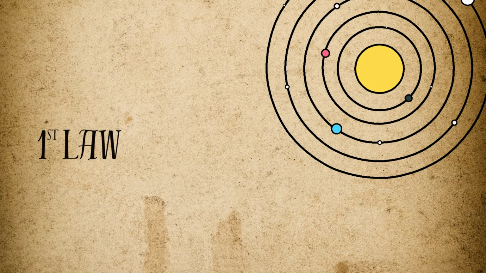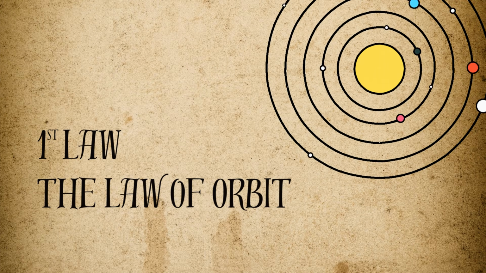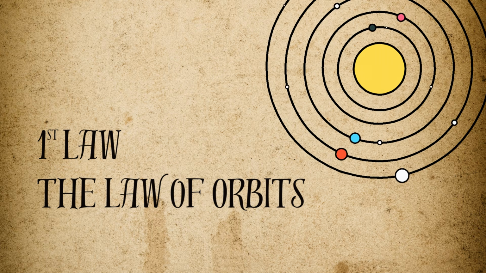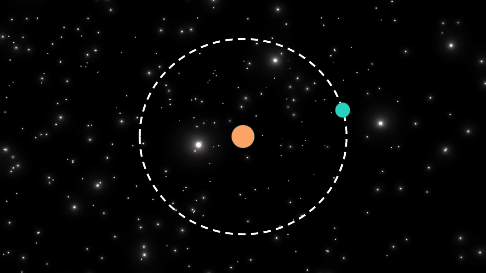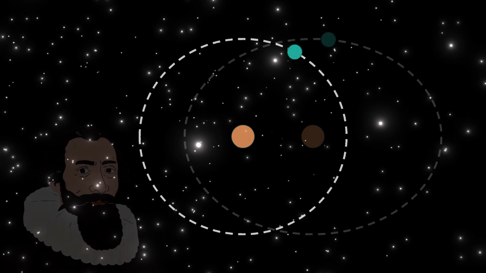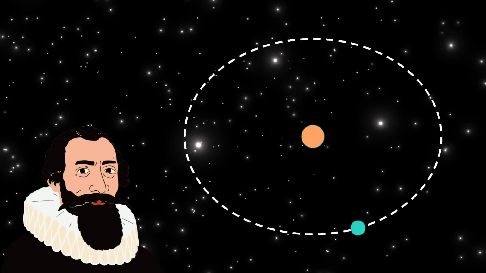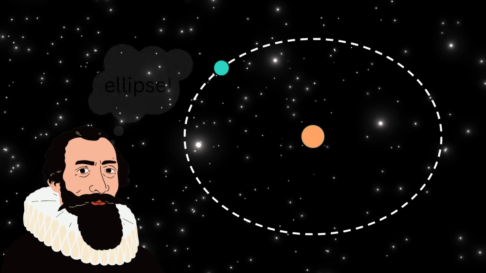Kepler's first law of planetary motion is called the law of orbits. It describes the path that objects take around the Sun. Until this point, scientists thought planets moved around the Sun in perfect circles. By using maths, Kepler worked out that the shape of each planet's path was actually an ellipse.